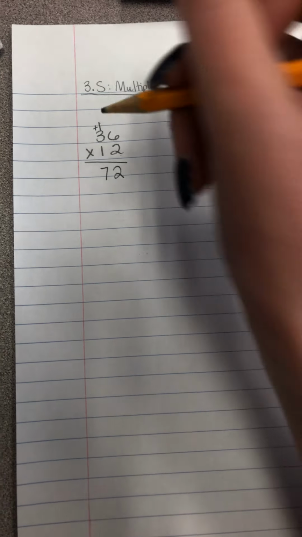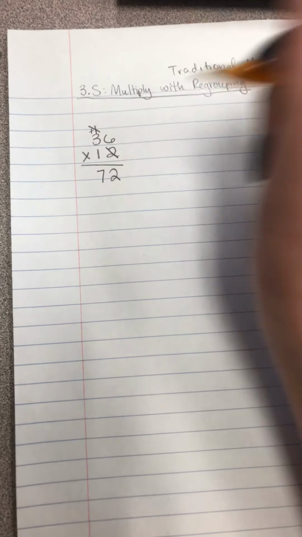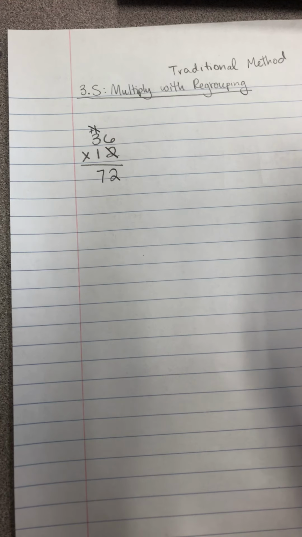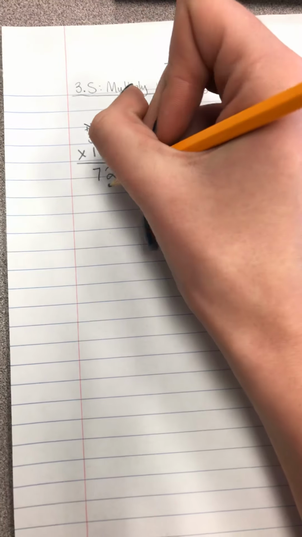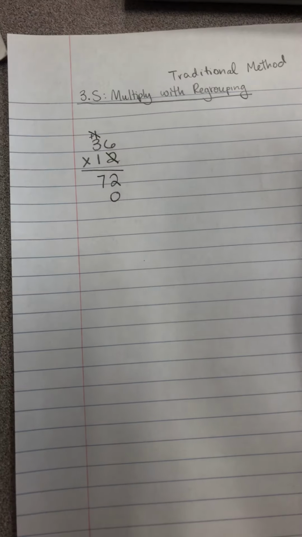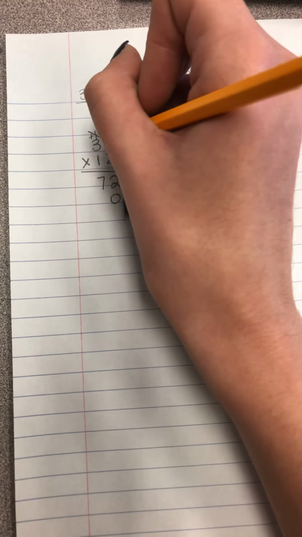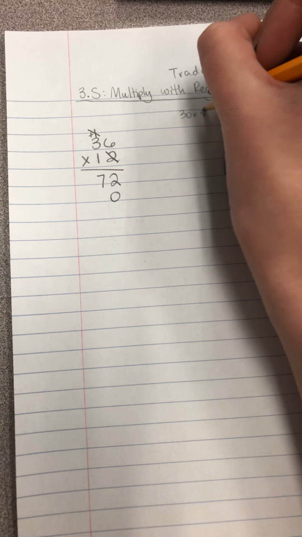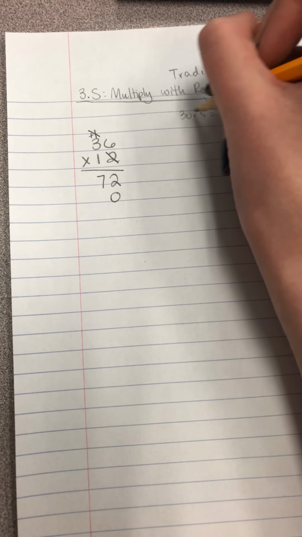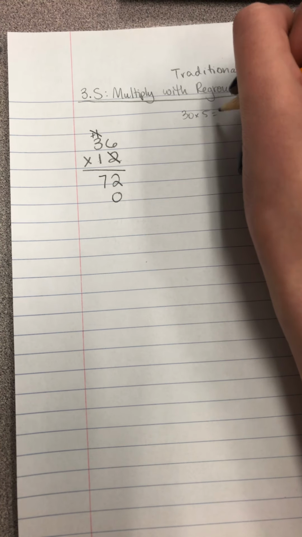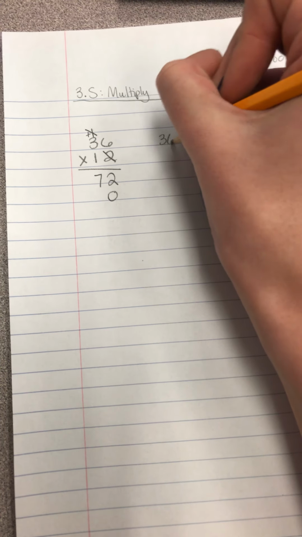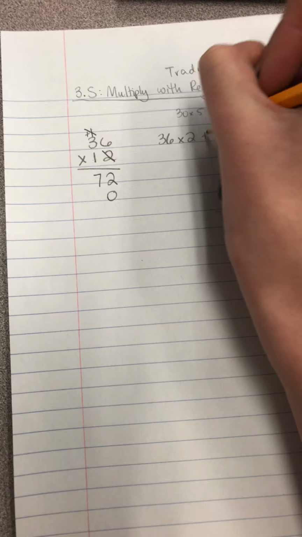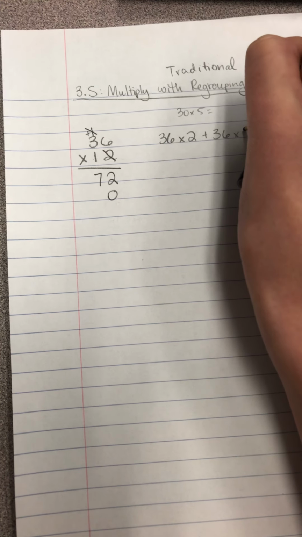Now I'm going to put a line through both those so I know that I've solved them. The other thing I'm going to do is put a 0 here. This acts as our placeholder. The reason I can put a 0 here and then solve 36 times 1 is very similar to why I could do 30 times 5. We think of it as 3 times 5, add on my 0 later. It's that sort of placeholder. This is the same as doing 36 times 2 plus 36 times 10.